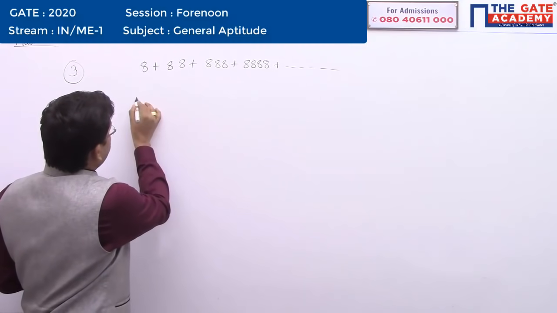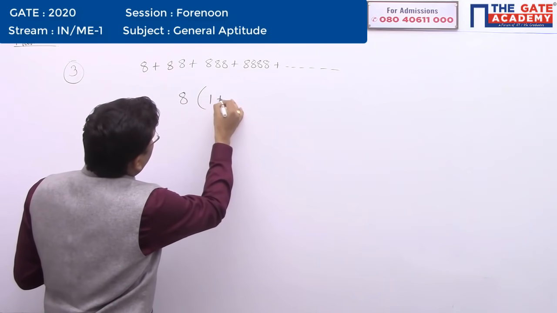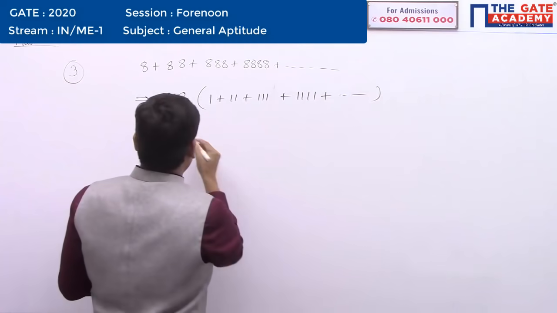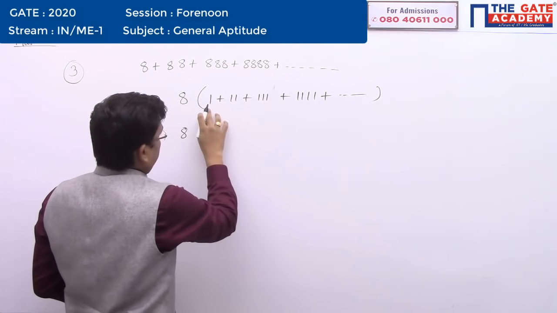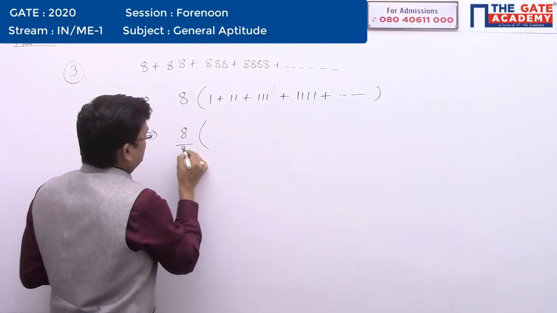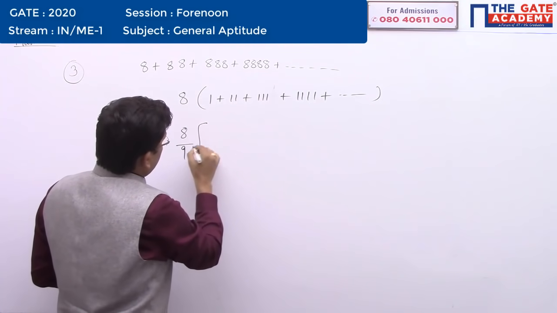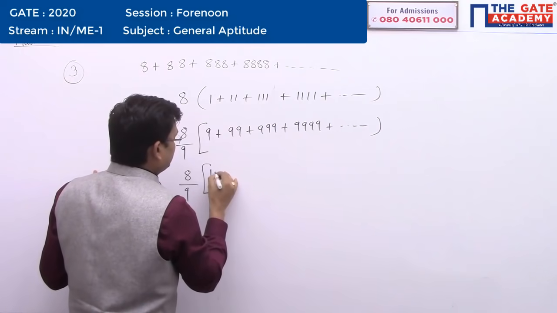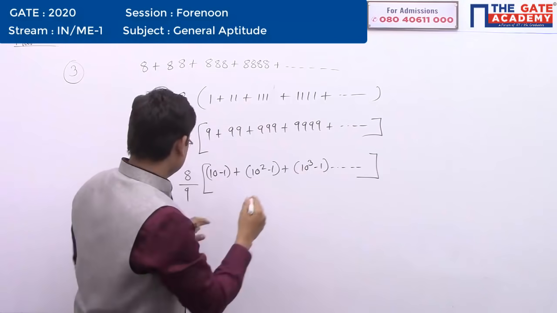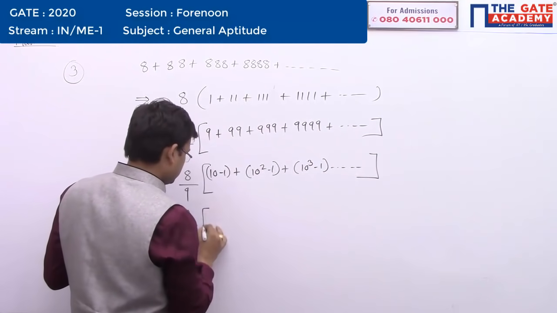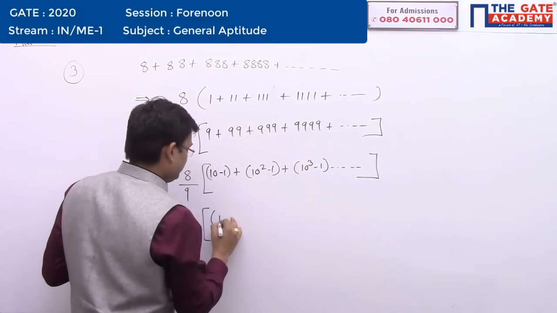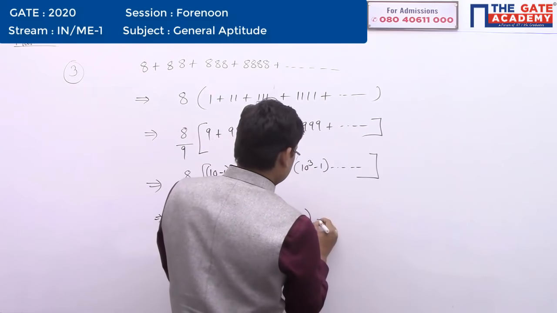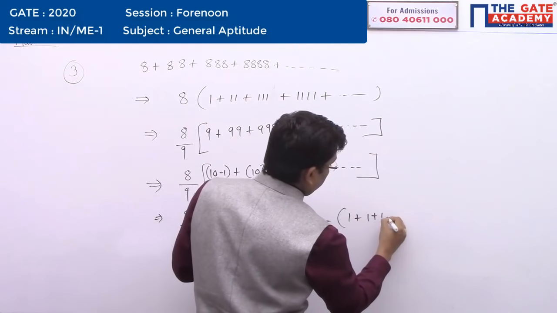When we start solving with the traditional method, I'll take 8 common. So the question representation will become like this. Now, to solve this further, I'll try to convert it into some simplifiable form. So I'm multiplying by 9 and dividing by 9. Here, I can represent every number like this. Now it becomes like this. These powers of 10 will form a series in GP, geometric progression, minus this 1 up to n times.